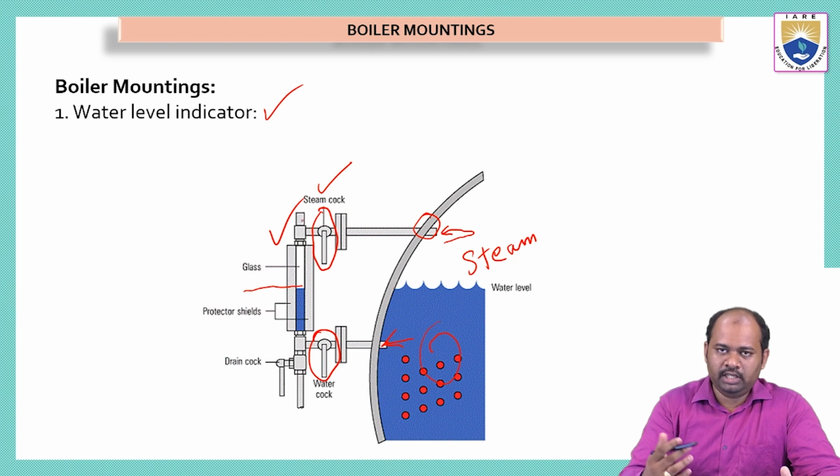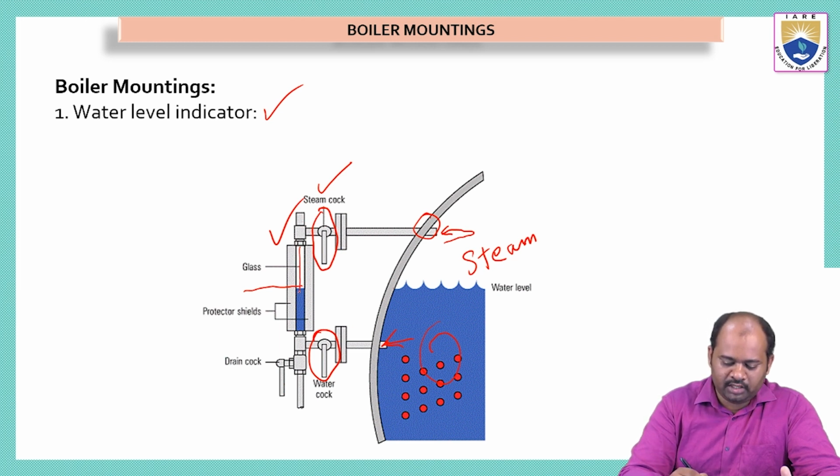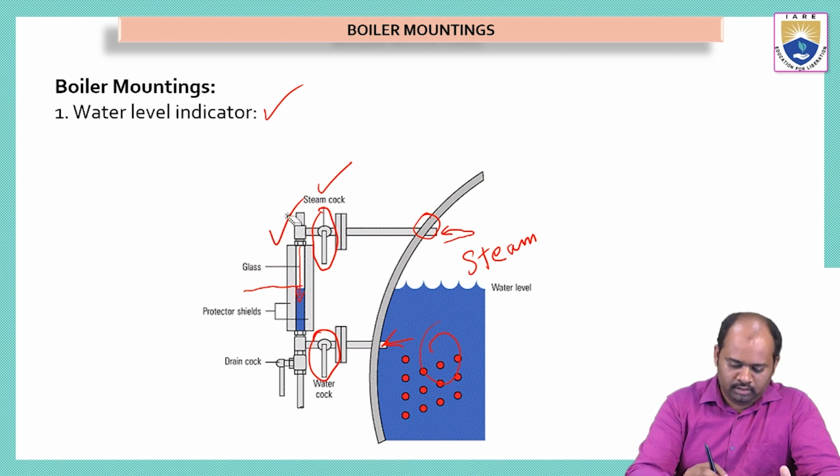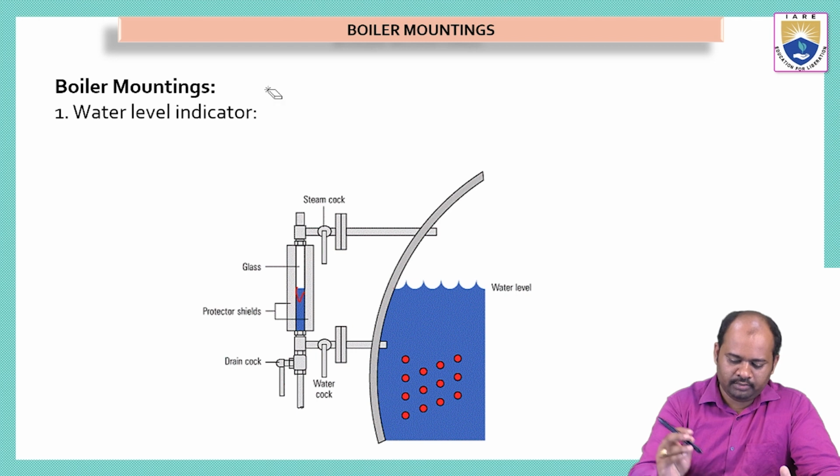Whenever the steam level increases, that means this white color part goes to the bottom side, we can understand that the water is completely converted into steam. Now this is the working of this water level indicator.